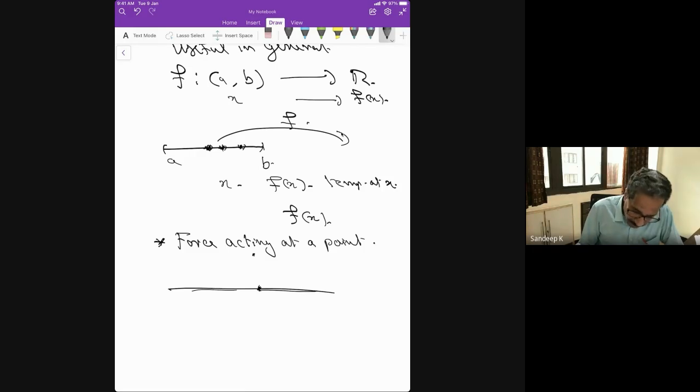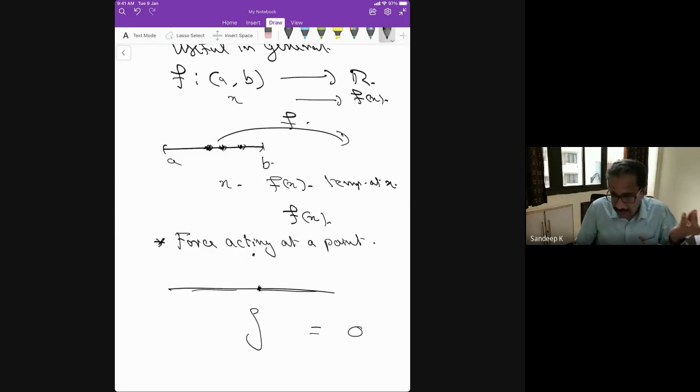So the total force means if you integrate this, and that will be zero, because if you integrate a function which is non-zero only at one point, then the integral is going to be zero. But in physics, there is this concept of force acting at a point. In mathematics, it doesn't make sense, because when you integrate a function which is non-zero only at one point, you will get integral zero. But physicists have their own way of interpreting it. So this was giving some kind of disparity again.